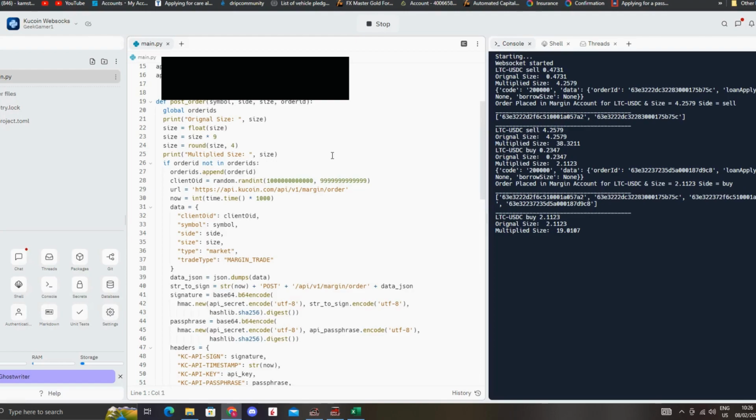Now you can start easy, multiply it by 2, multiply it by 3, 4, right? And only put a quarter of your money in the margin account. So any trade that happens with Eazybot, it will multiply the size of that trade by 9, and then also when it sells, it multiplies it by 9, and therefore the profit is multiplied by 9.